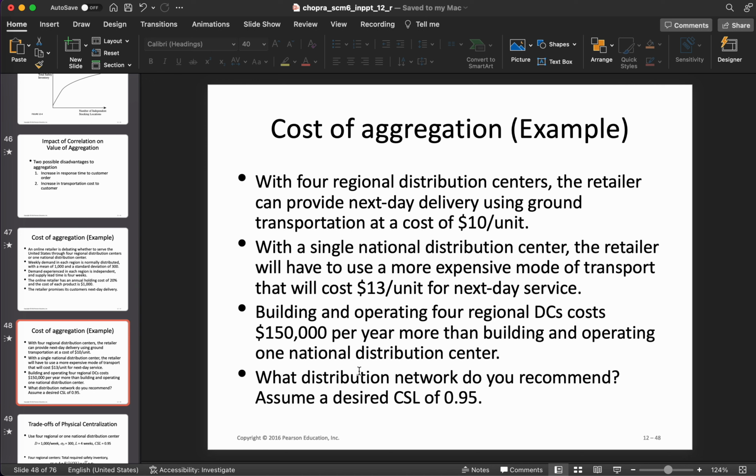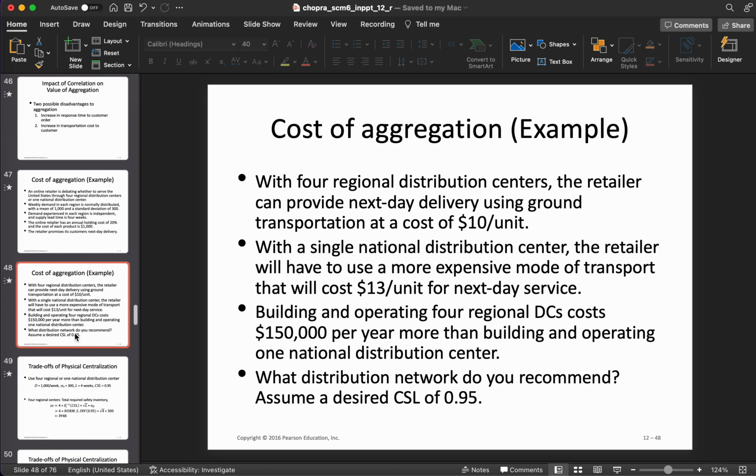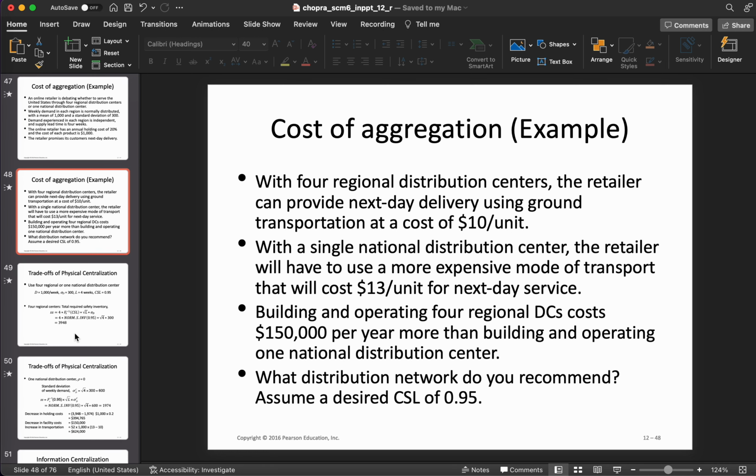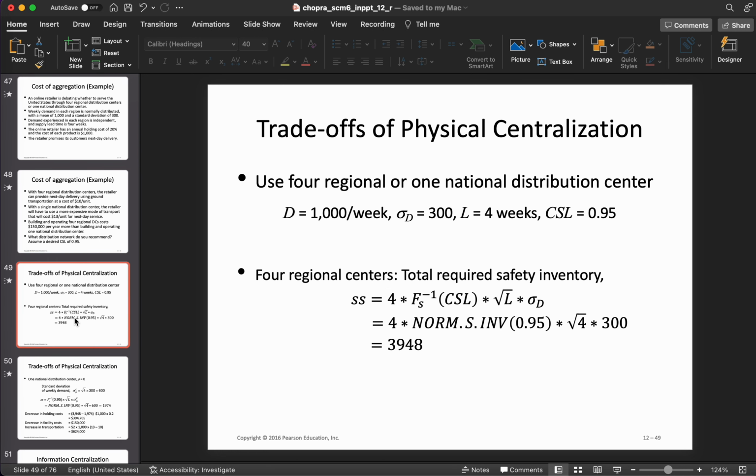Now, what kind of distribution network do you do? Do you do a single center or do you do 4 different centers? We are assuming a required cycle service level of 95%. Okay, so let's calculate both. Let's talk about the 4 regional distribution centers first.